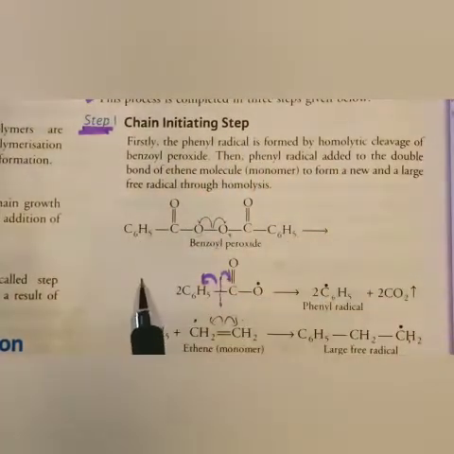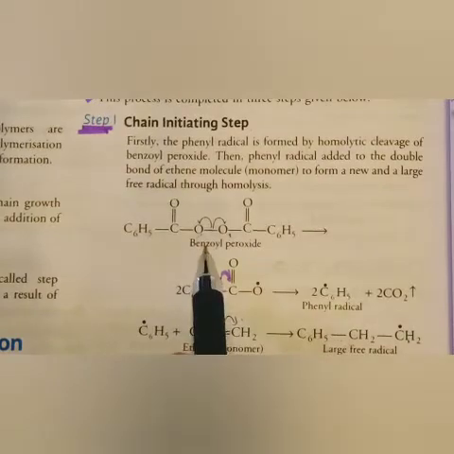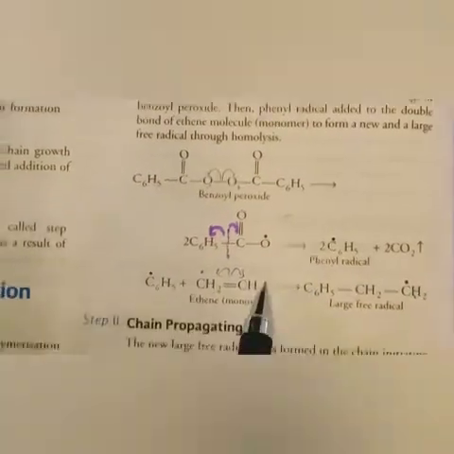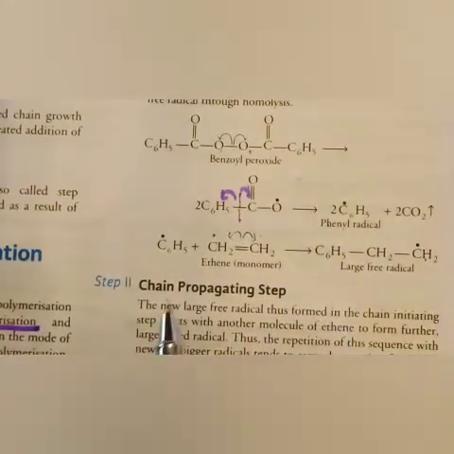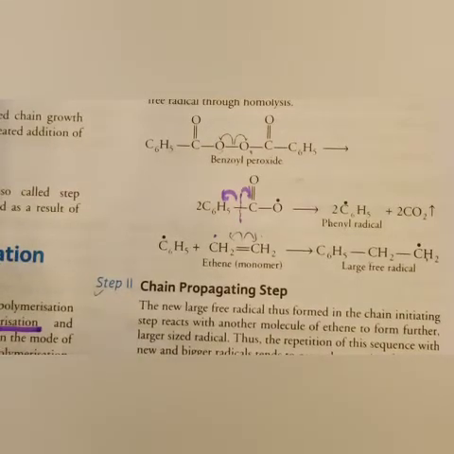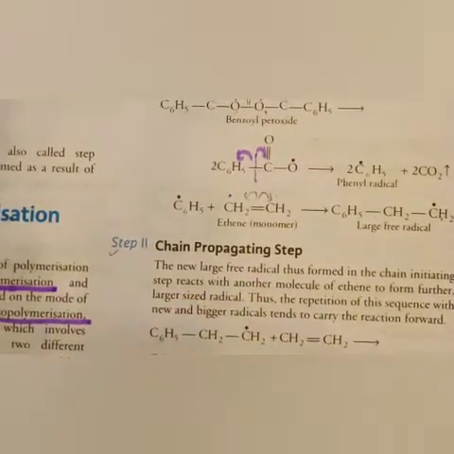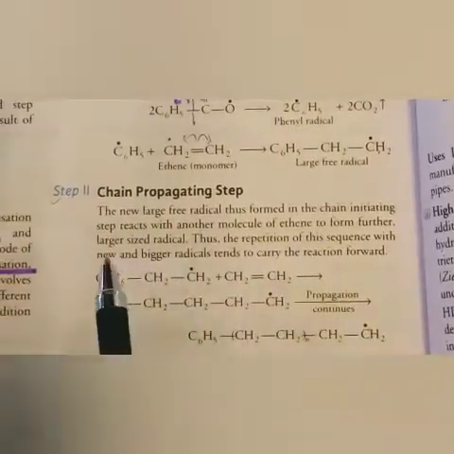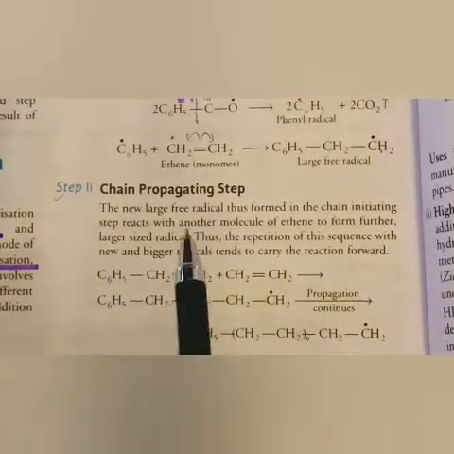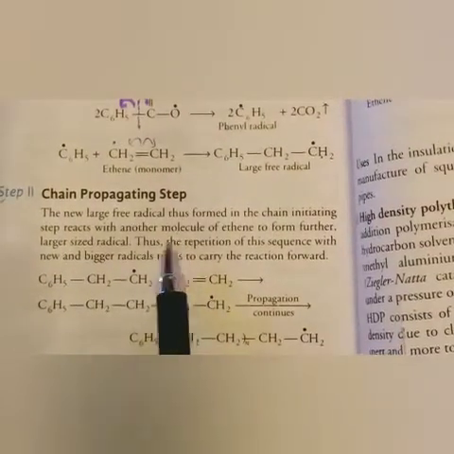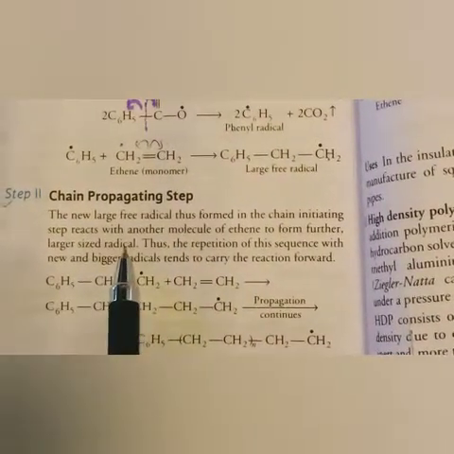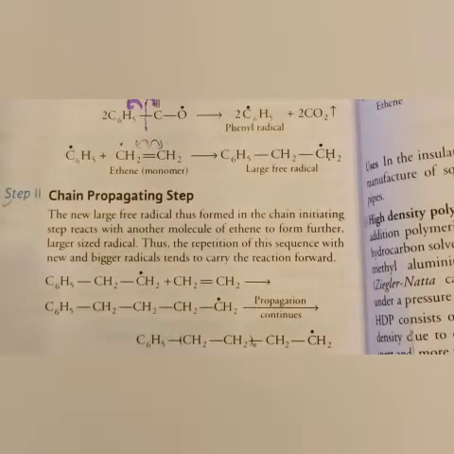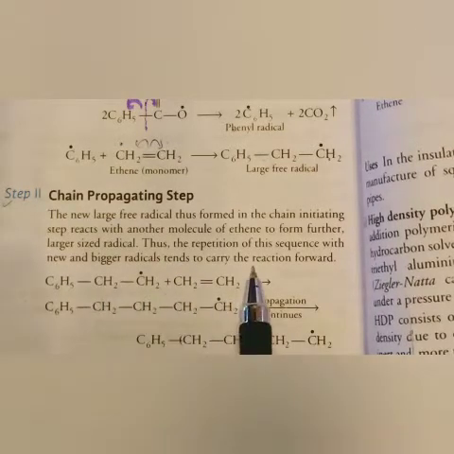Chain initiation step. You can see from benzoyl peroxide we get phenyl radical, and from phenyl radical we got a larger free radical. Now the second step is the chain propagating step. The new large free radical formed in the chain initiation step reacts with another molecule of ethene to form further large-size radicals. Thus the repetition of this sequence with new and bigger radicals carries the reaction forward.